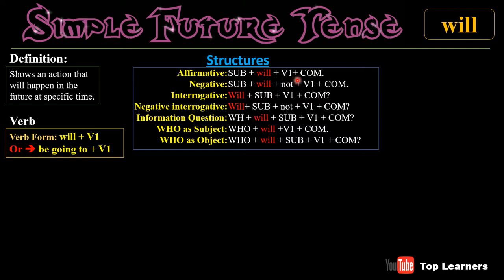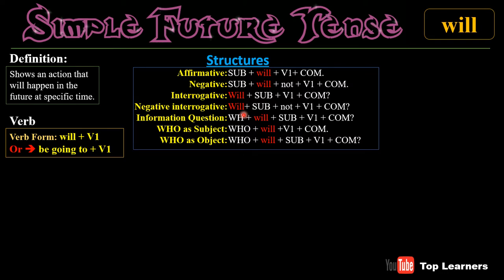So we always use the base form of the verb in simple future tense. To make it negative, we can add the adverb not after will. We can say subject, will, not, verb 1 and complement. Sometimes you may have heard that will and not get together and can be pronounced won't. To make a question, we bring will, the helping verb, first, as you know the rule, and then we use subject, verb, the base form and complement. To make negative interrogative, we add not after the subject: will, subject, not, verb 1 and complement.